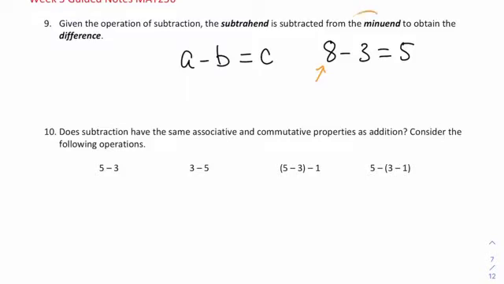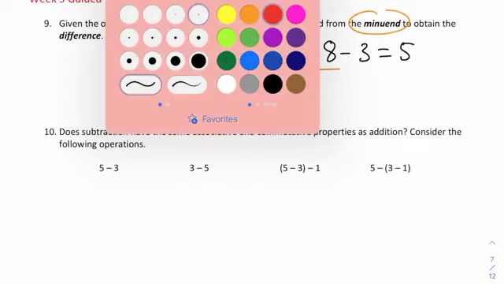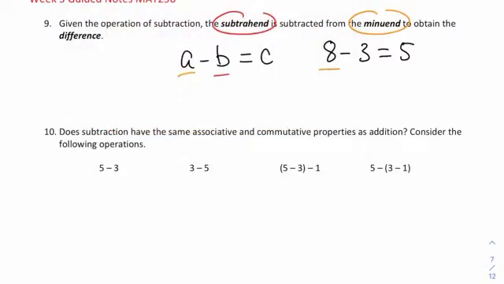The minuend is the first number in each case. The subtrahend is the second number in the subtraction. So it's minuend minus subtrahend. And then, of course, the result is called the difference. So this difference is the result. These are the terms when you're working with subtraction.